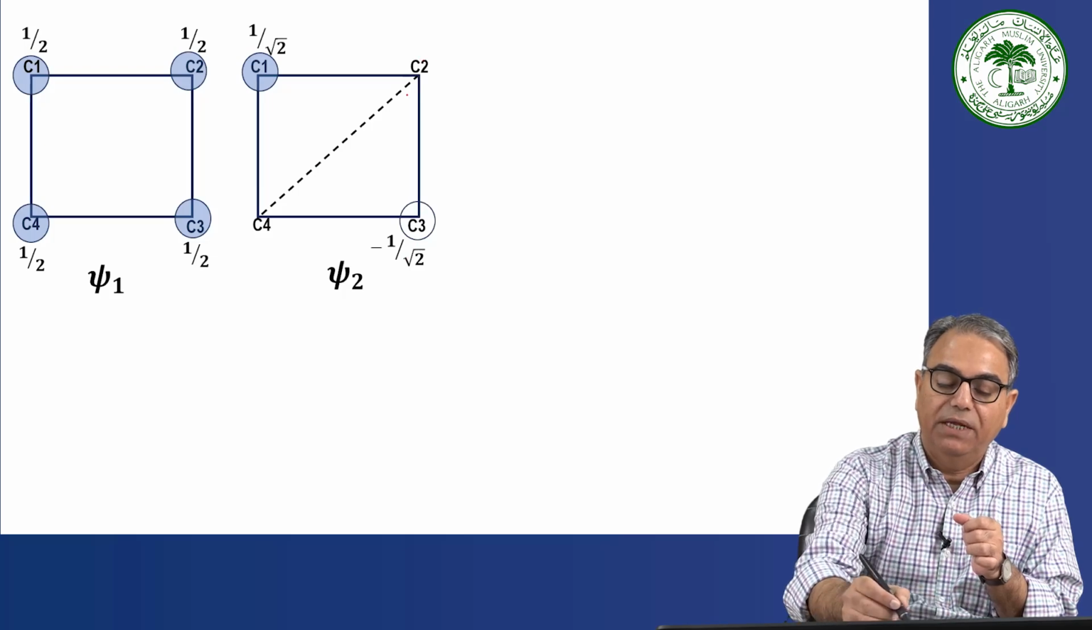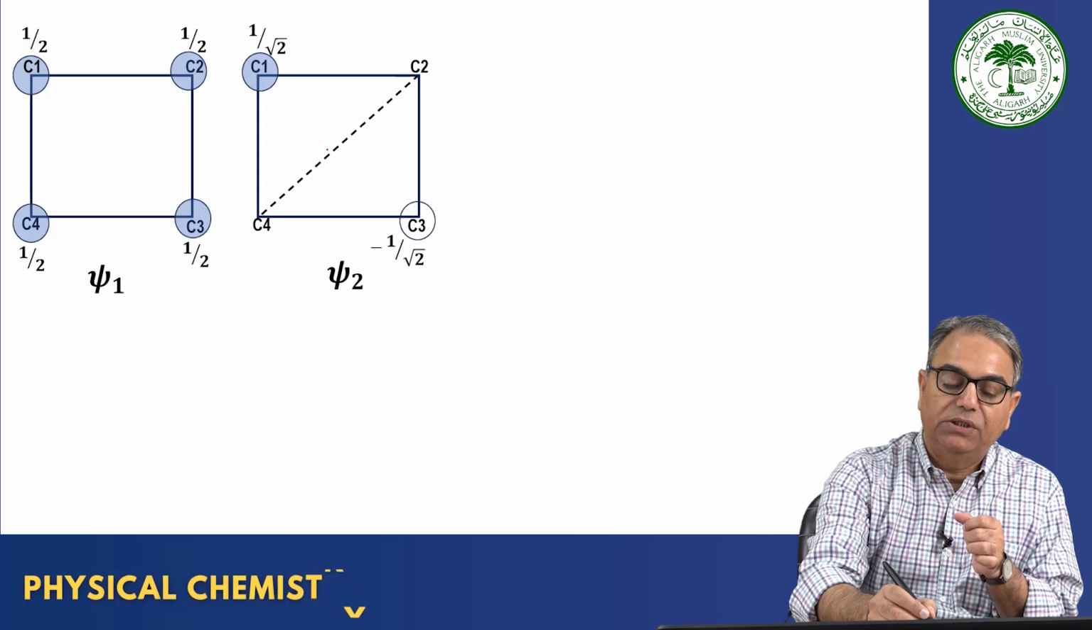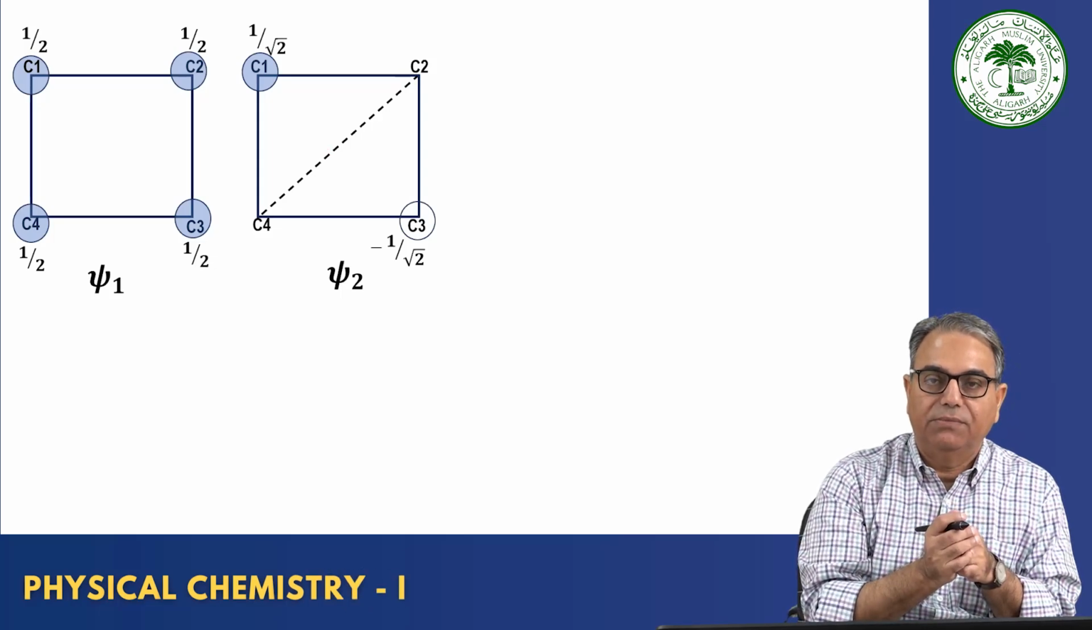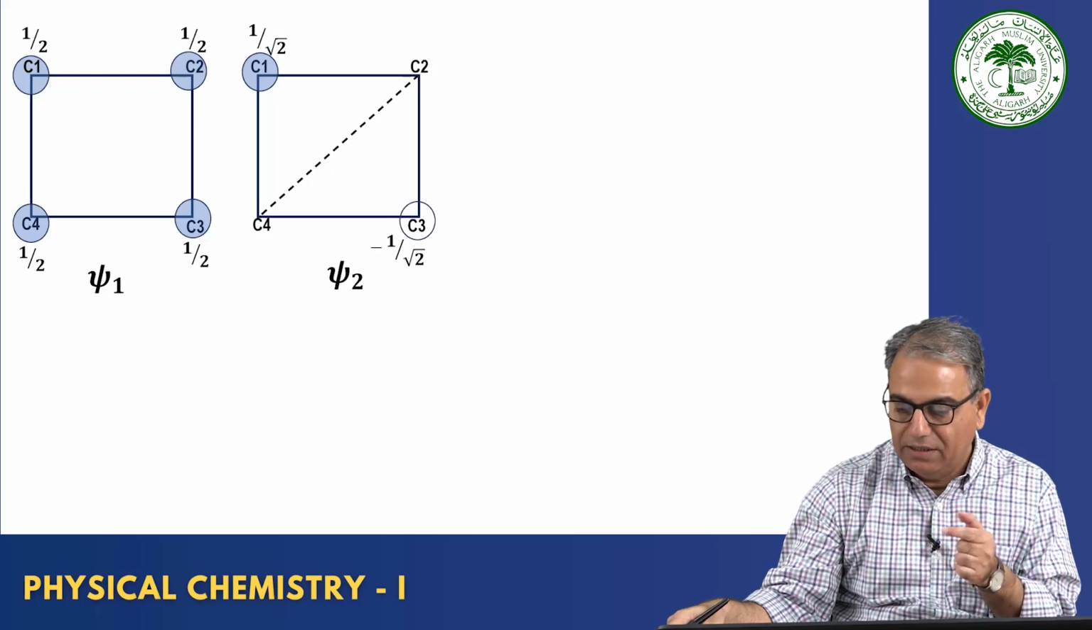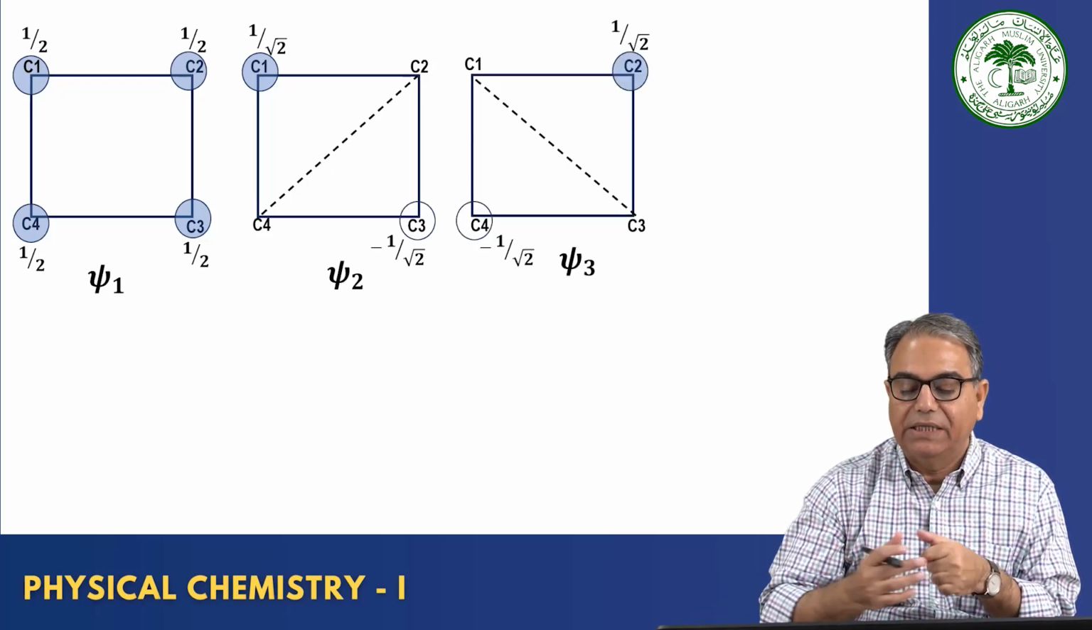So the nodal plane will be at the center between the two, and the center is C2 and C4. So this is your nodal plane for the Ψ2 system. Okay, this representation is done for the cyclic system. Another is also there, I will talk about that. Okay, then you have the Ψ3 system.